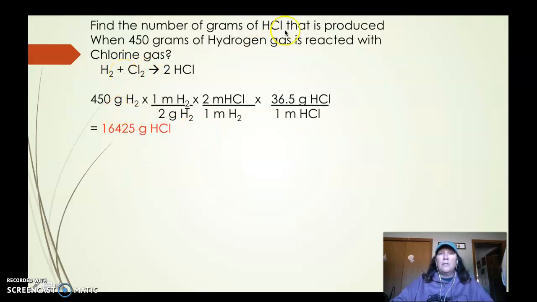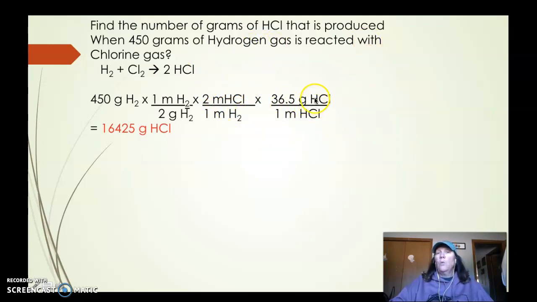All right, so it says I got 450 grams of hydrogen gas. That's what I start with. First thing I got to do is get rid of grams of hydrogen, so I put 1 mole, and since it's H2, 1 hydrogen is 1 but there's 2 of them, so it's 2 grams. That takes care of grams. Then I do my mole ratio. I put moles of hydrogen on the bottom and moles of what I'm trying to find on top. It says the number of grams of HCl, so I put that on top. Then I go to my balanced equation, 2, 1. So now I got rid of moles of H2 and changed it to moles of HCl.